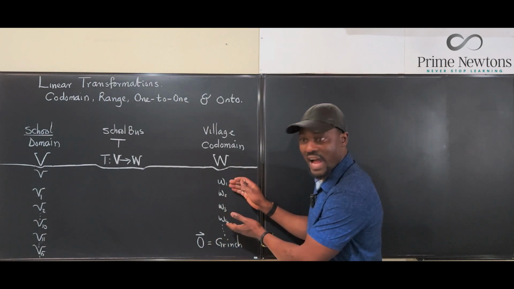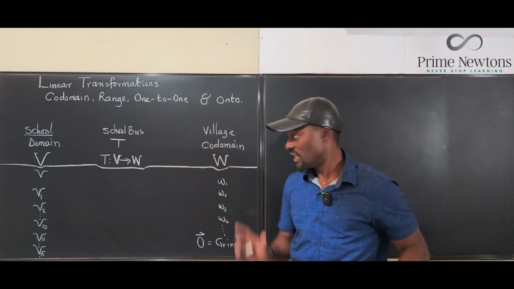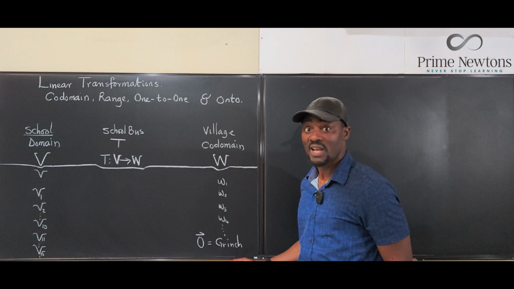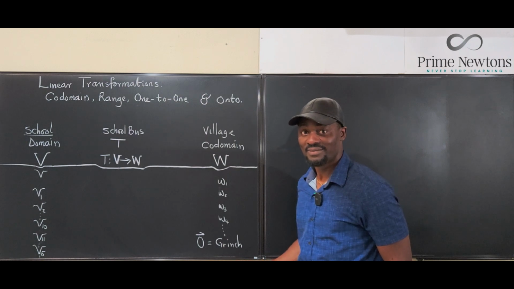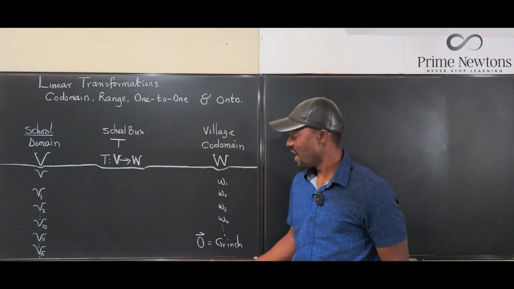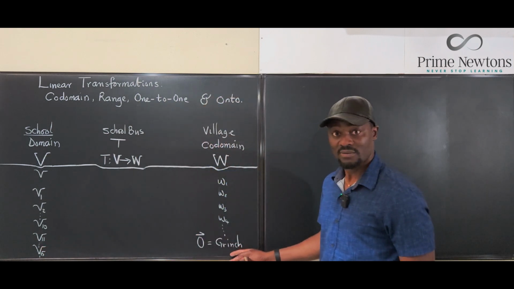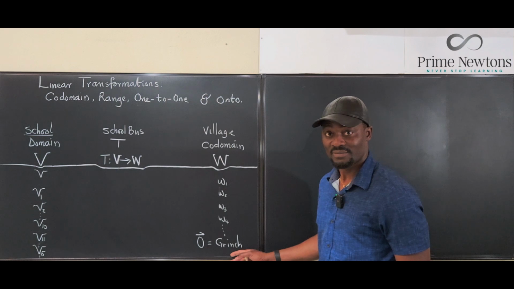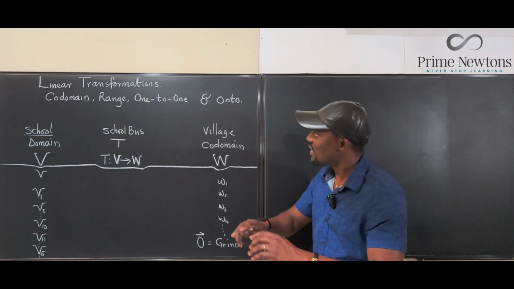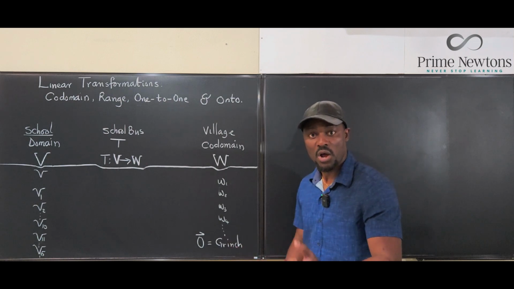That's it. As long as these 4 women have children in the school, it is onto. It doesn't matter how many children the Grinch has. But you notice that out of 15 children, if they have 11, the remaining 4 children must come here. So that's the entire concept of codomain, range, one-to-one, and onto.